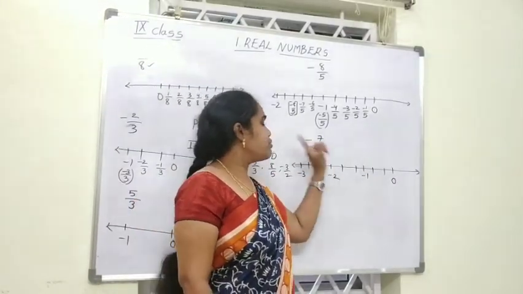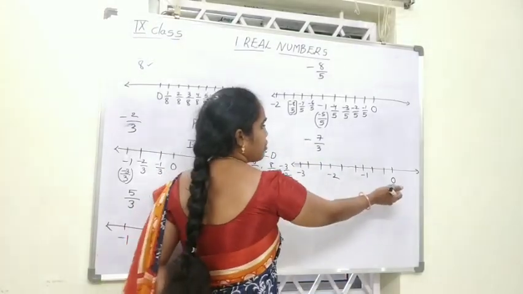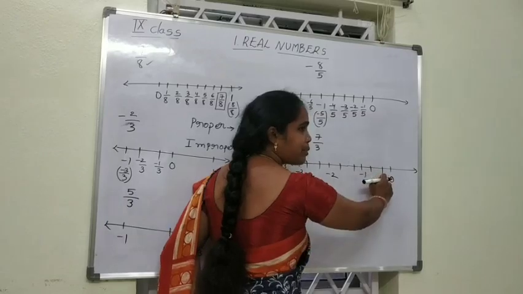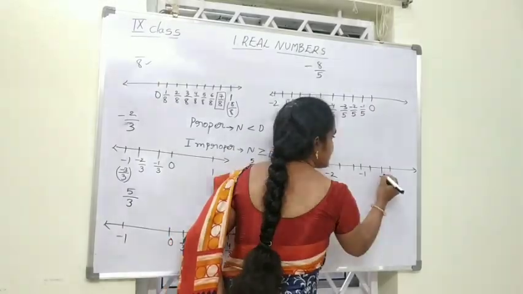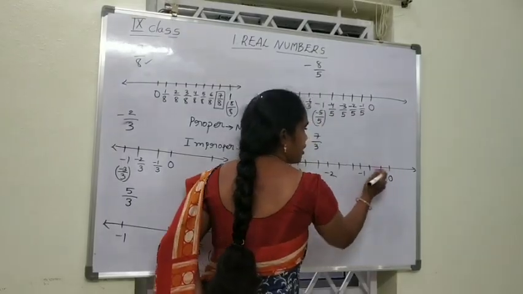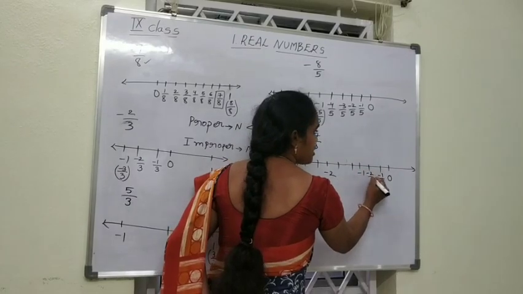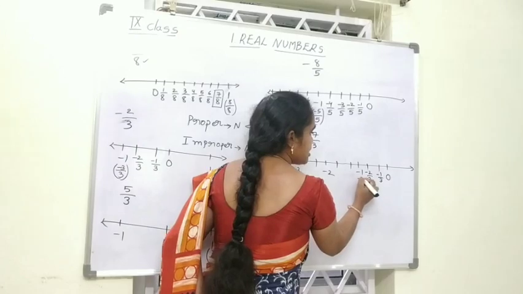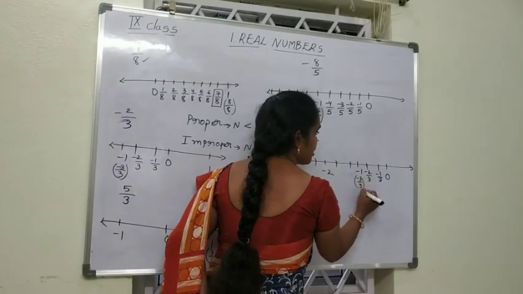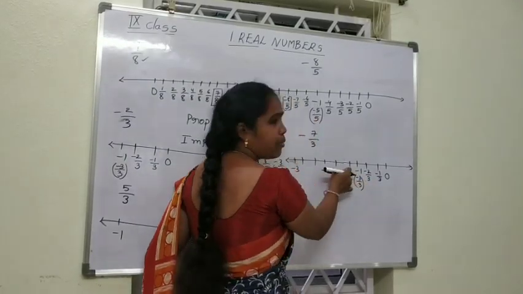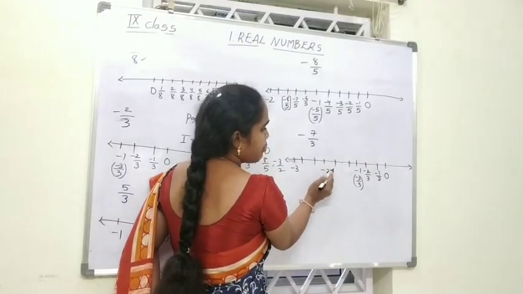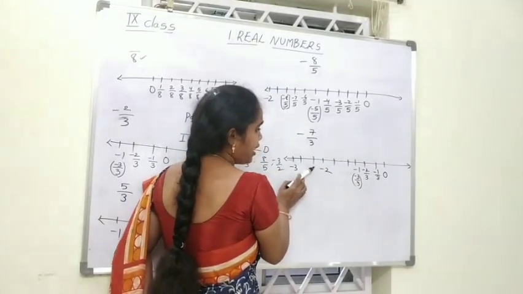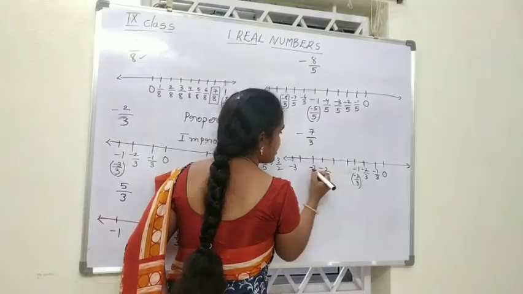Now, where is minus 7 by 3? In 1 unit, total how many parts? 3 parts. Which part are we taking? First part. This is minus 1 by 3. This is minus 2 by 3. Out of 3 parts, we are taking 2 parts. Now, this is minus 3 by 3, and this is minus 4 by 3, and this is minus 5 by 3. This is minus 6 by 3. And this is minus 7 by 3. This is our answer.